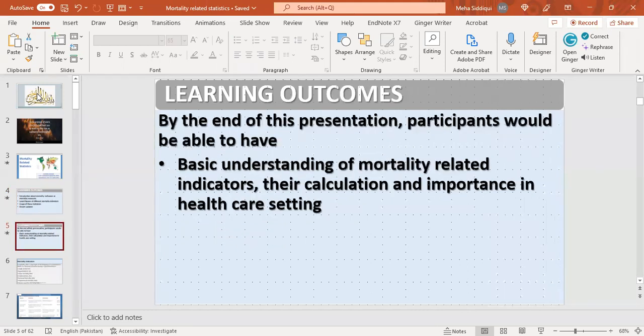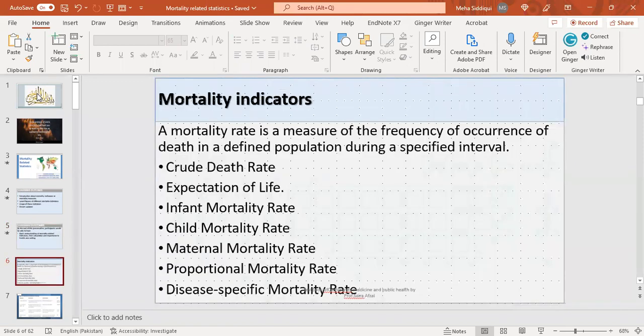Learning outcomes. By the end of this presentation, participants would be able to have a basic understanding of mortality-related indicators, their calculation, and importance in healthcare setting. Mortality indicators. A mortality rate is a measure of the frequency of occurrence of death in a defined population during a specified interval. It includes crude death rate, expectation of life, infant mortality rate, child mortality rate, maternal mortality rate, proportional mortality rate, and disease-specific mortality rate.